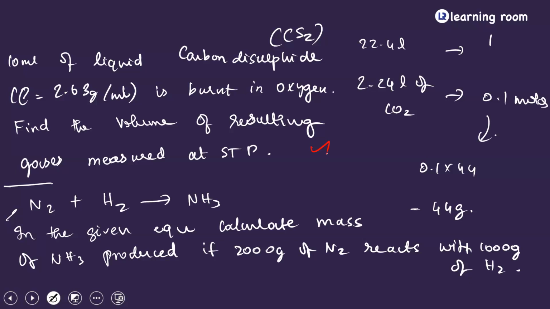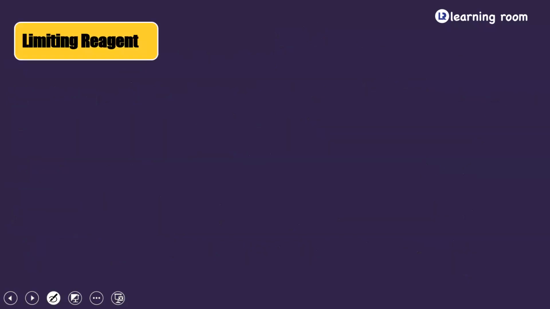So what is the first thing that you have to do? They have said they are burning carbon disulfide in oxygen. So what will you do now? Carbon disulfide is burnt in oxygen. What will you get? CO2 plus 2SO2. Balance the equation. So it will be 3O2. CS2 plus 3O2 gives you CO2 plus 2SO2.